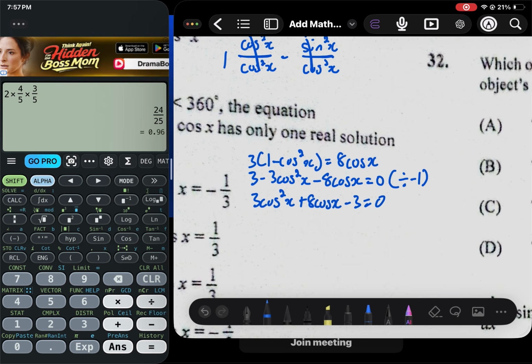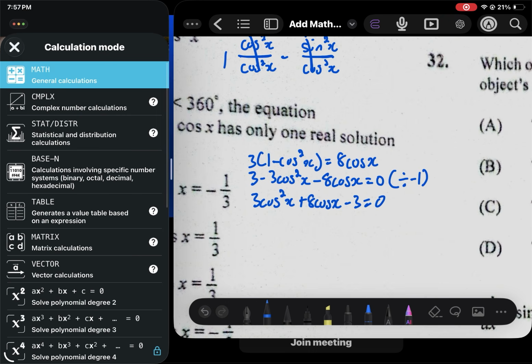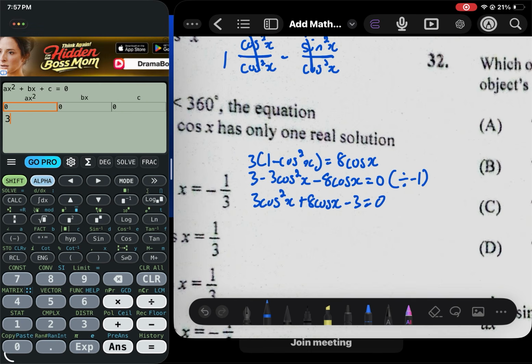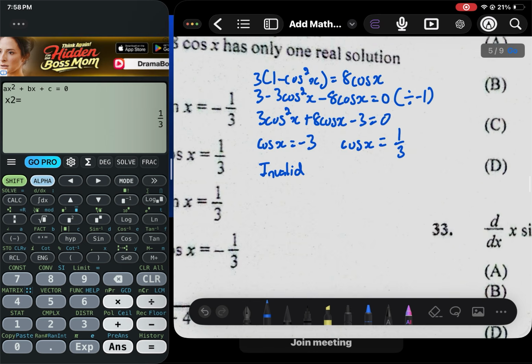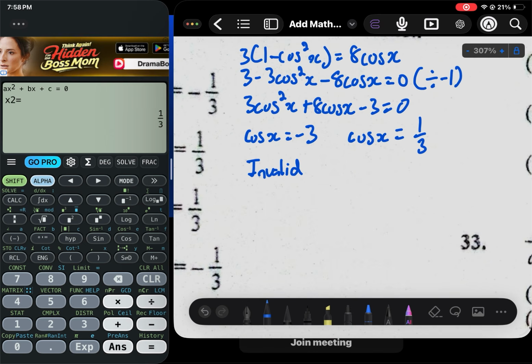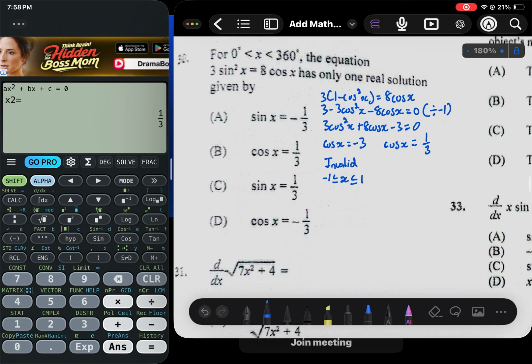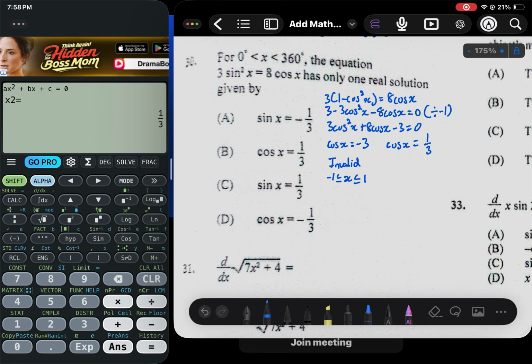And we treat cosine x just like if it was x. So you click on mode again, you click to the polynomial degree 2, you'd enter 3, 8, and -3. So cosine x would give you -3, and it would also give you a third. But we know when it's -3, it's invalid, because cosine x can only fall between the range of -1 and 1. So the only real solution is a third.